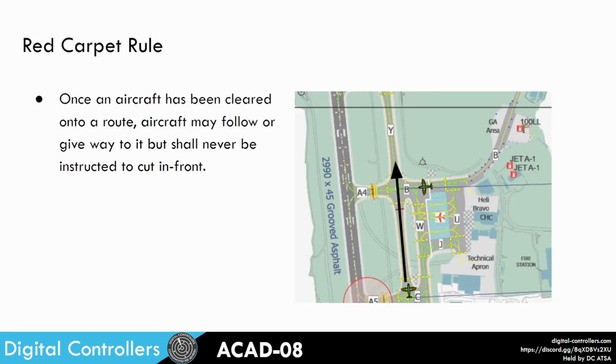The other important thing to mention is this red carpet rule. Once an aircraft has been instructed to follow a certain route, aircraft can follow it, or they can give way to it, but they should not be instructed to cut in front of it. It is called this red carpet rule because once you clear an aircraft, you can imagine a red carpet is rolled out along their route, and it is then picked up behind them and no one else can enter it.